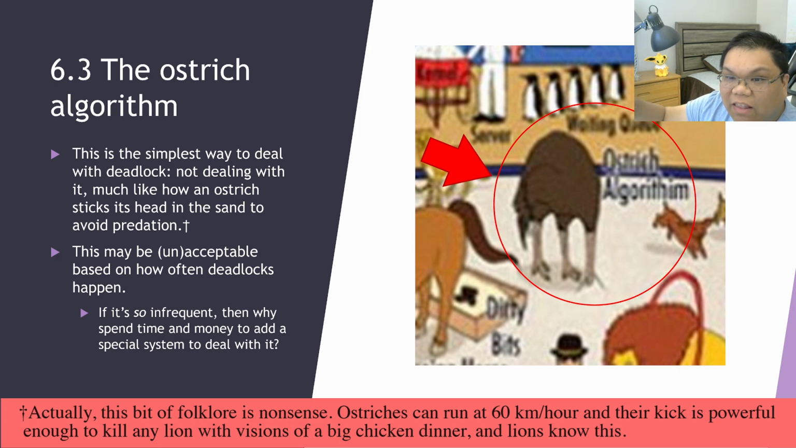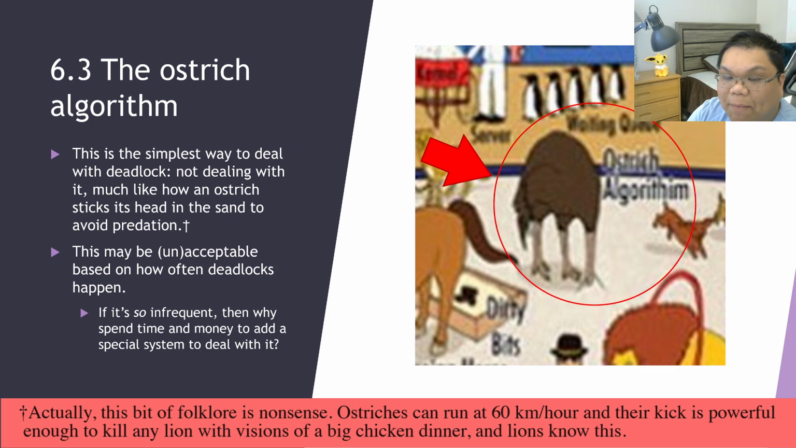What isn't nonsense is how sometimes the ostrich algorithm is acceptable. The ostrich algorithm may be acceptable or unacceptable based on how often deadlocks happen. If deadlocks are so infrequent on a system, then why would you spend time and money to add a special system to deal with it? This depends on how frequent it is and how bad it gets.